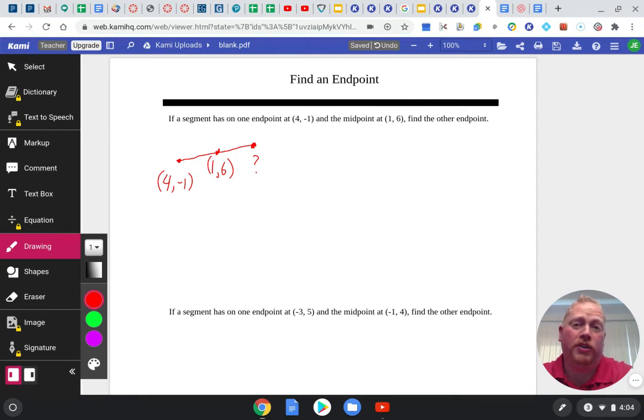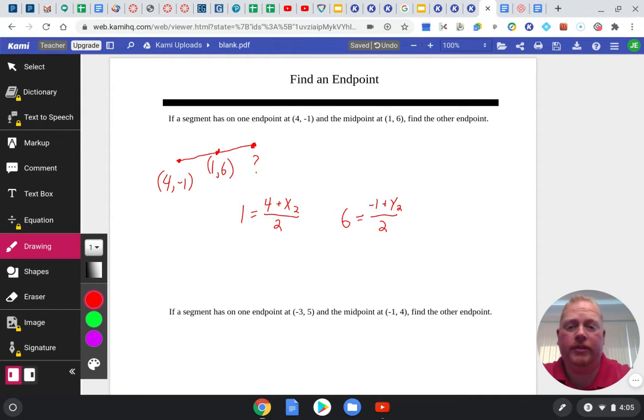And they want to know what that missing endpoint is. Let me show you how the book wants you to do it. They want you to say, well, if I take a look at the x-coordinates, the midpoint's x-coordinate is 1. And so that's equal to one of my x-coordinates plus the other one, divided by 2. And I can set the same thing up for the y-coordinate. So my y-coordinate is 6. So I take one of my y-coordinates and my unknown y-coordinate and divide that by 2.